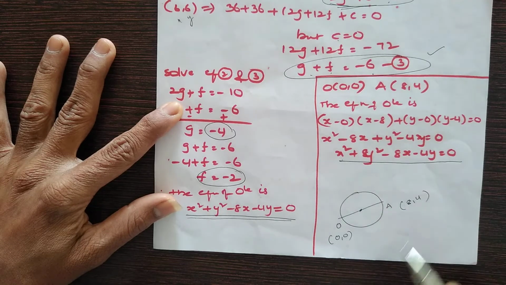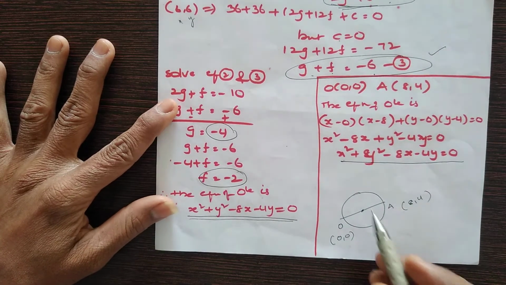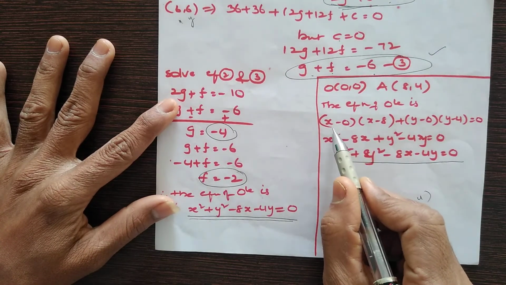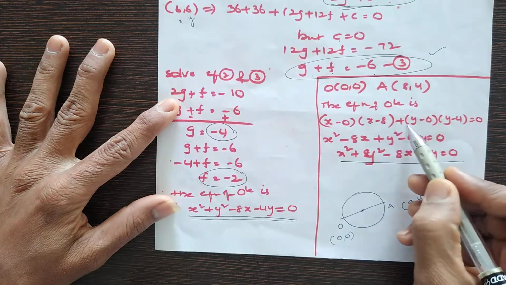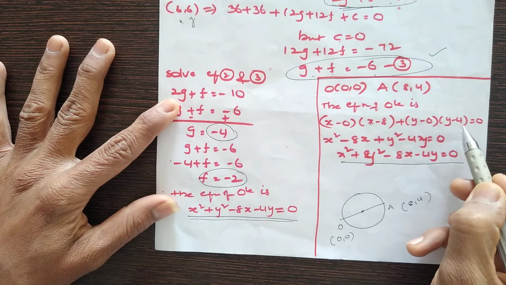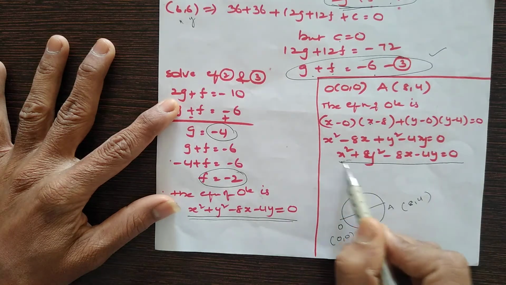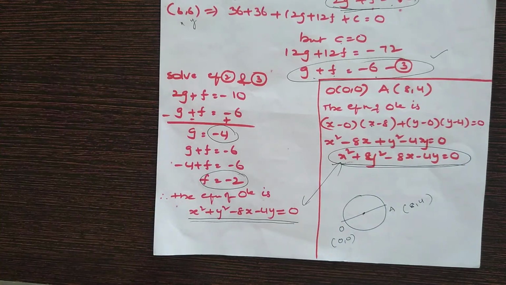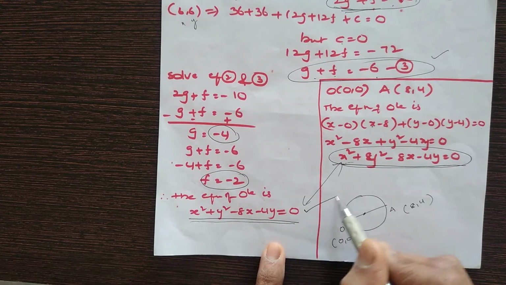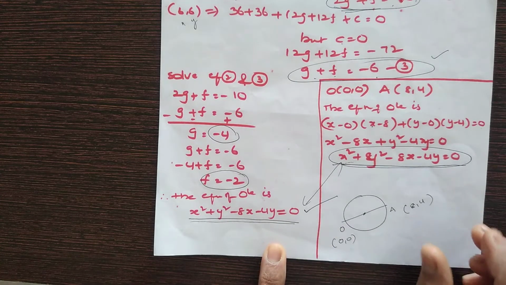If you know the ends of the diameter, then the equation of the circle is (x minus x1)(x minus x2) plus (y minus y1)(y minus y2) equals 0. If you simplify, you will get this. See, both the equations are the same. So by that we can say that this is the diameter of the given circle, and the equation of the circle will be this one. Is it clear?